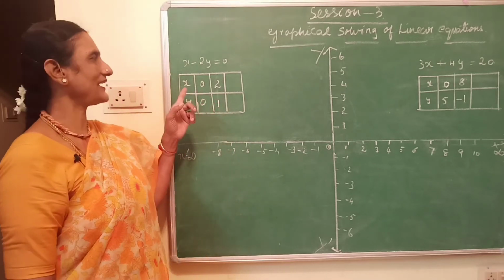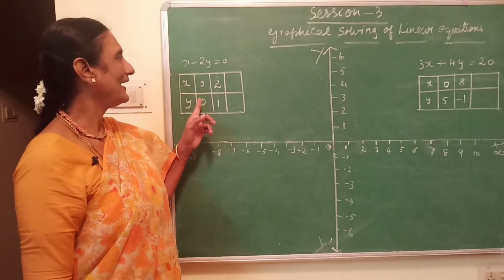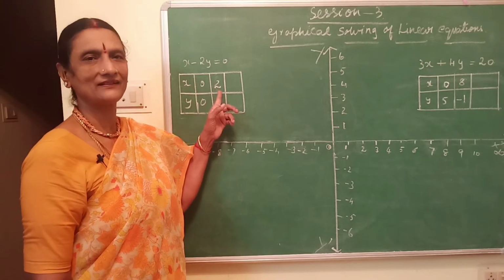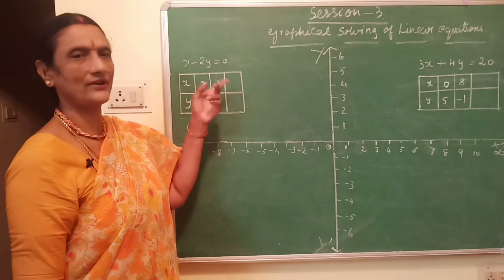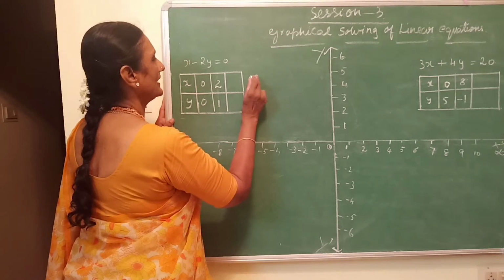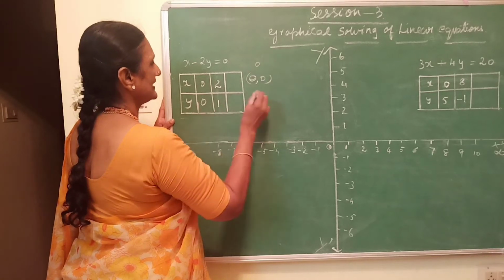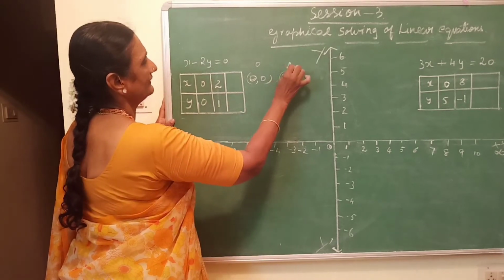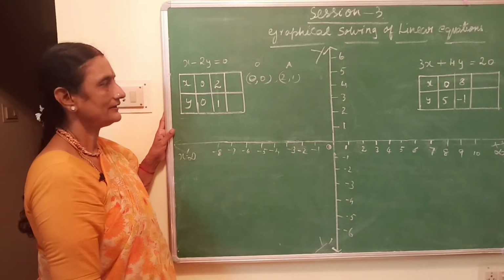Now for the first equation, I have assigned a value 0 for x, and you get the corresponding value of y as 0. I have assigned the value y equal to 1, and for the corresponding value of x, you know that x minus 2 equal to 0, therefore x equal to 2. Now we get the 2 points as 0, 0, which is obviously the origin, and the second point is 2, 1. We can give it a name, A. Are you understanding? So like that I have got 2 points for the first equation.